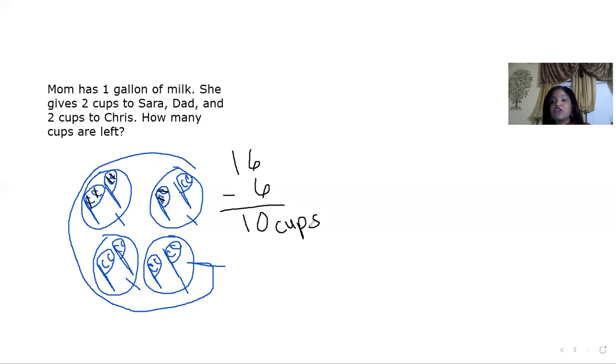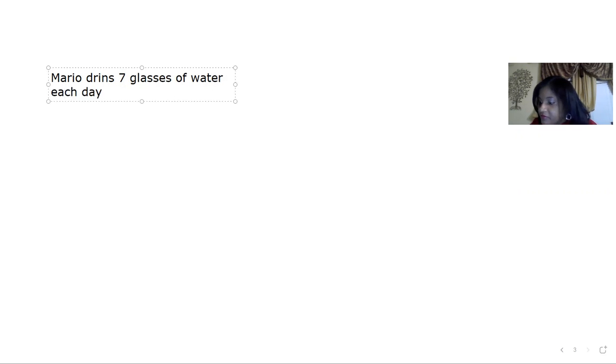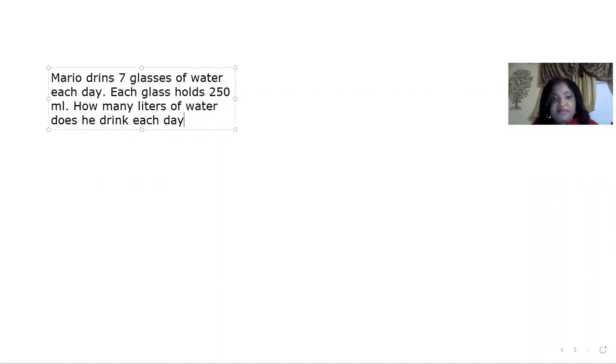All right, so that was not so bad. As long as you know how to do your big G, you're able to solve this problem. All right, so here's another one. Mario drinks 7 glasses of water each day. Each glass holds 250 milliliters. How many liters of water does he drink each day?